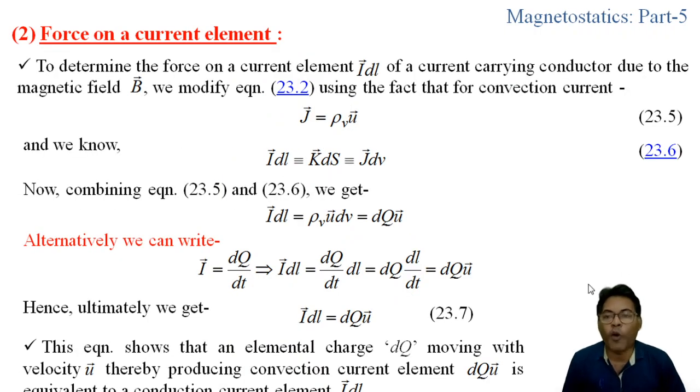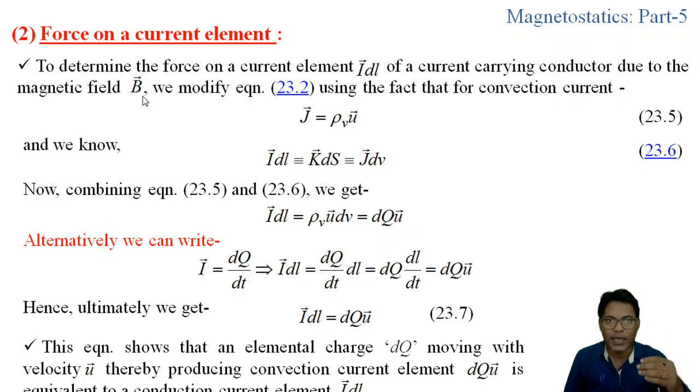Now the second point, that is the force on a current element. To find the force on a current element, here we are considering I dl. Consider a current carrying conductor in which the current flow is I, and if we consider a small length dl, the current element can be written as I dl. So the current element I dl of the current carrying conductor is placed in an external magnetic field.